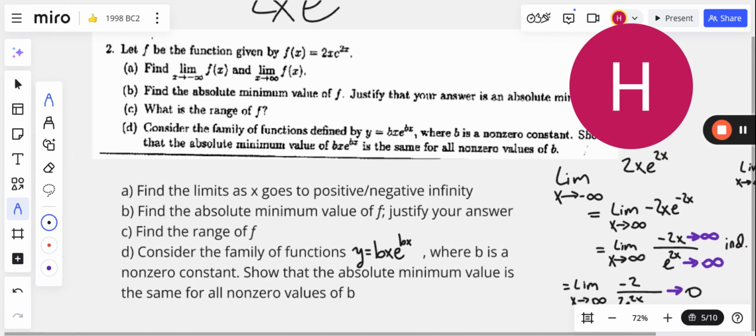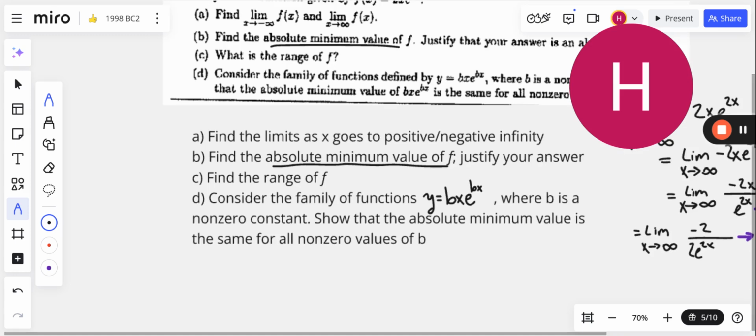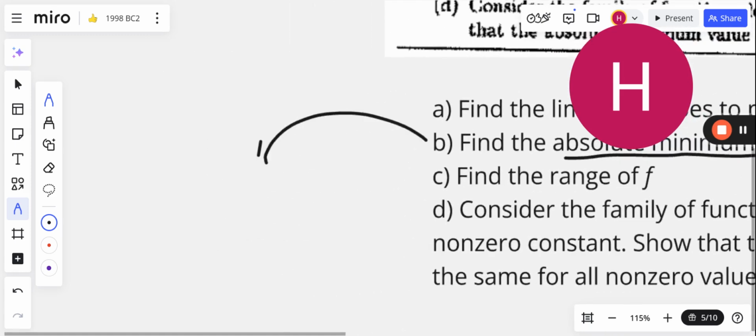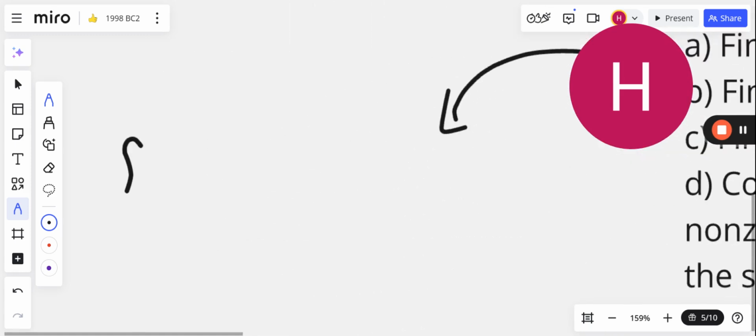Part B, it says to find the absolute minimum value. Absolute minimum. Now there's no interval given, so we don't have to consider an interval. We just have to consider critical points. It says justify your answer. So we're going to do that by taking a derivative. The derivative of this is going to require the product rule.